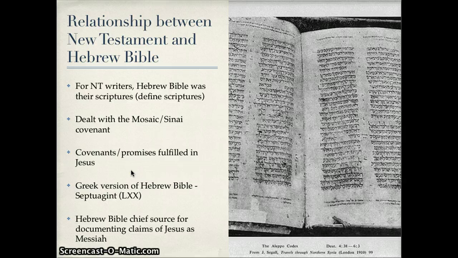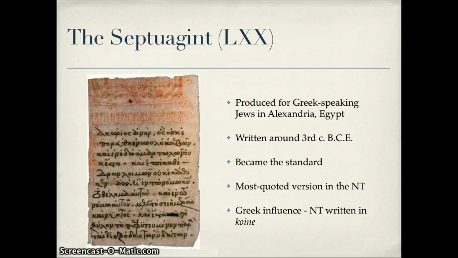In fact, the New Testament writers regarded the Hebrew Bible as their principal source for documenting their claim that Jesus was Israel's prophesied Messiah. But instead of using the Hebrew Bible as written in the original Hebrew, they used the Greek version of the Hebrew Bible, which is referred to as the Septuagint. So the Hebrew Bible that was used by the New Testament writers was not a Hebrew written text. They used that Greek translation of the Hebrew Bible, called the Septuagint, as I just said.